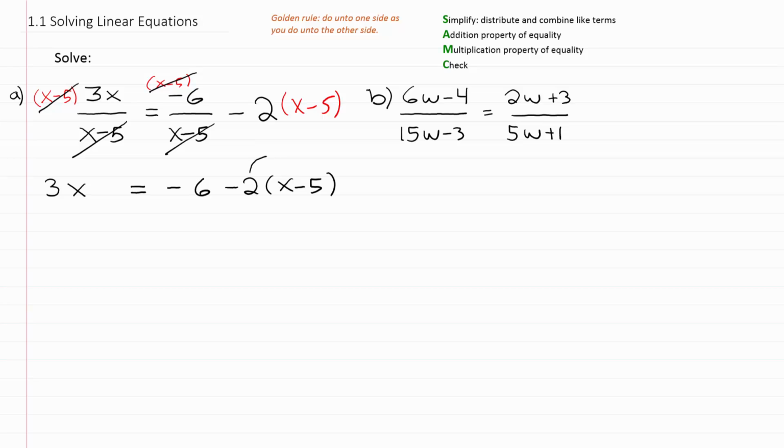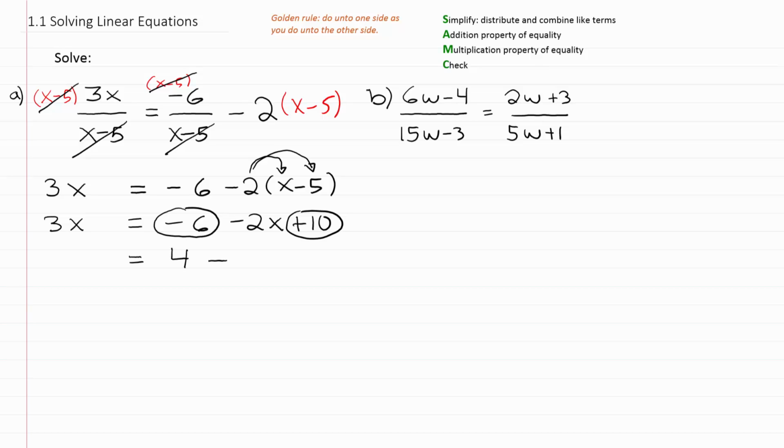So we have distribution here, negative 2 times x. Let's rewrite the first part of the equation here. Negative 2 times x will give you negative 2x, and negative 2 times a negative 5 will give you a positive 10. Now from there, let's combine like terms on the right-hand side of the equation. The negative 6 and the positive 10 can come together. That will end up giving you just positive 4, and then minus 2x on the right-hand side.